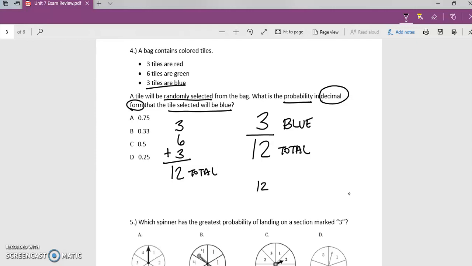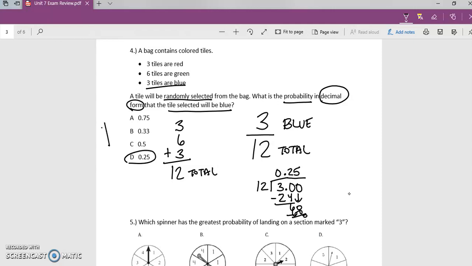So 12 on the outside, 3 on the inside. 12 goes into 3 0 times. I add a 0. 12 goes into 30 2 times. 12 times 2 is 24. There's still 6 left over. I bring down another 0. 12 goes into 60 5 times. And there's 0 left over. So my decimal of the chances of getting a blue when I pick a tile randomly should be 0.25.